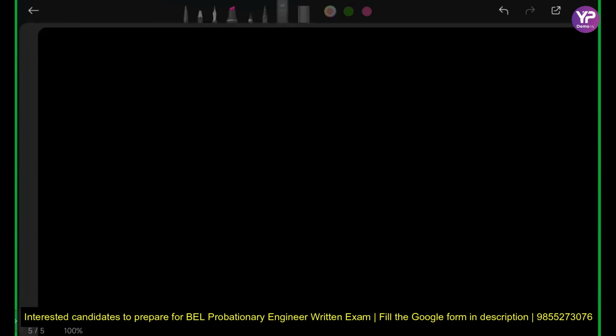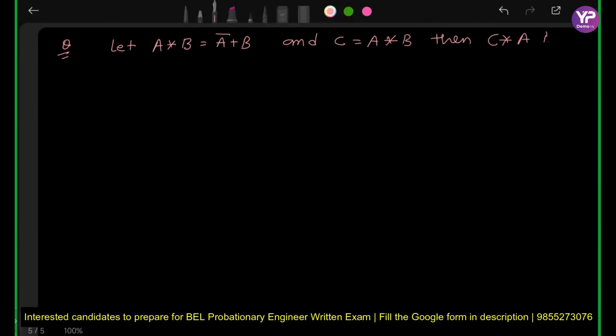One more question. Let A star B represent A bar plus B, and C is equal to A star B. Then C star A is?